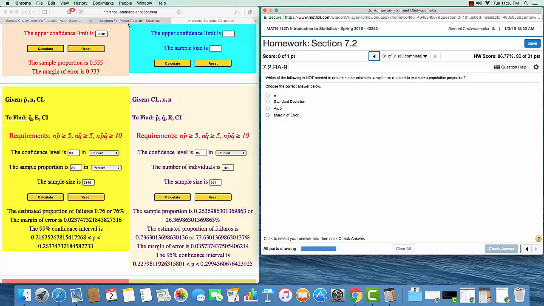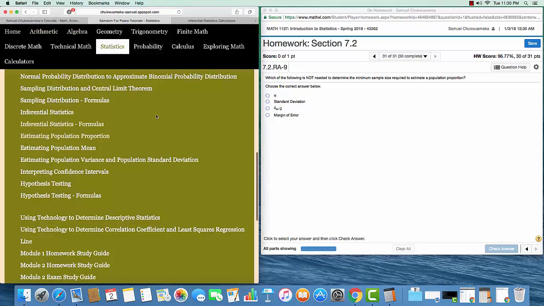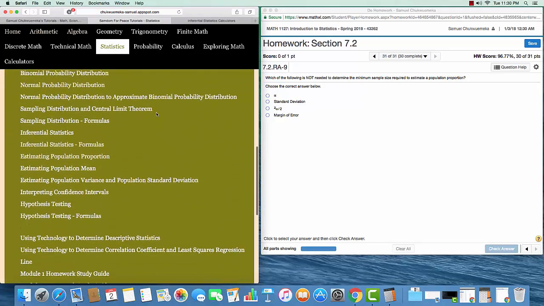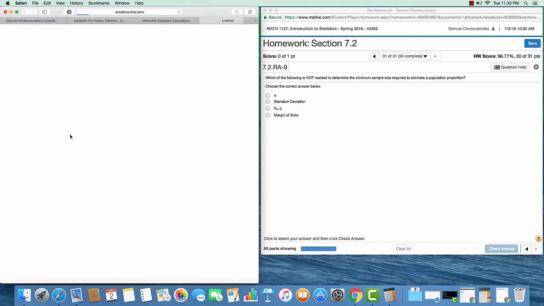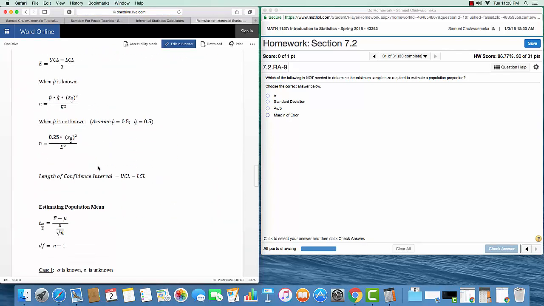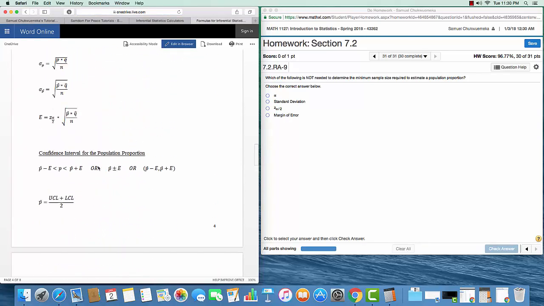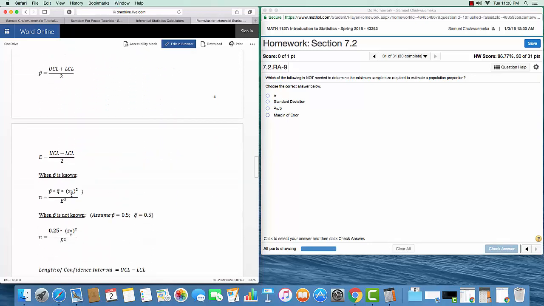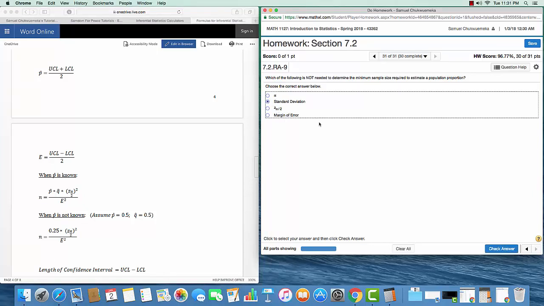If you go to the notes, Inferential Statistics formulas, okay? I gave you formulas for estimating population proportion, then the formula for the sample size. See that? You need alpha over 2. You need the critical value. There's nothing that says standard deviation here. So the answer is this. Okay.